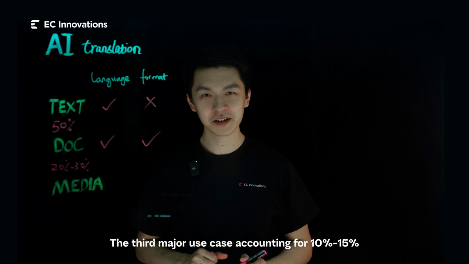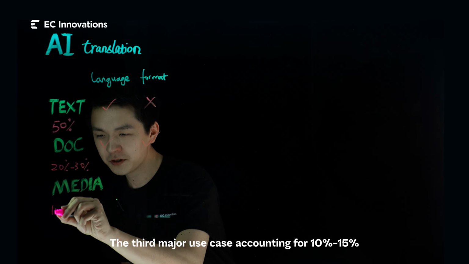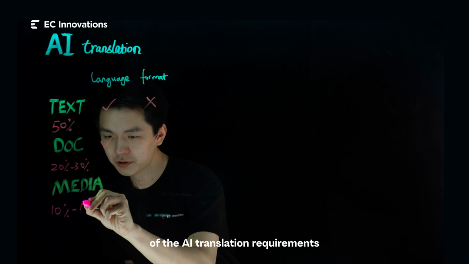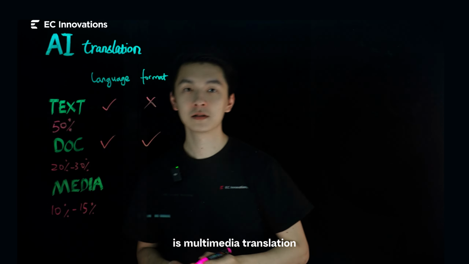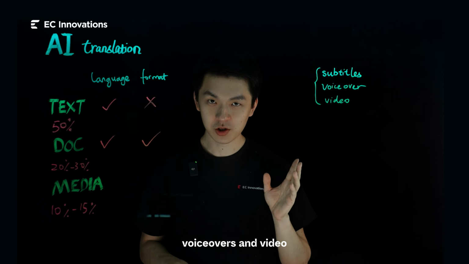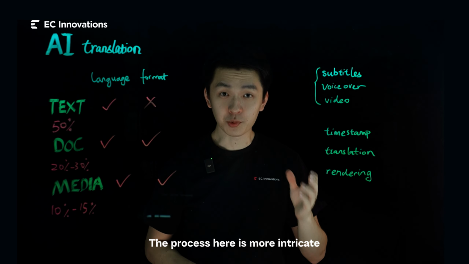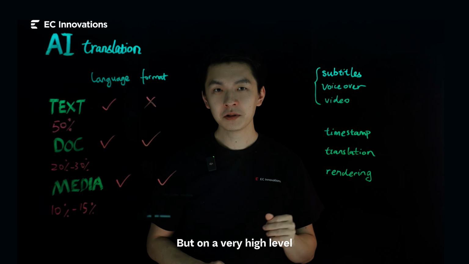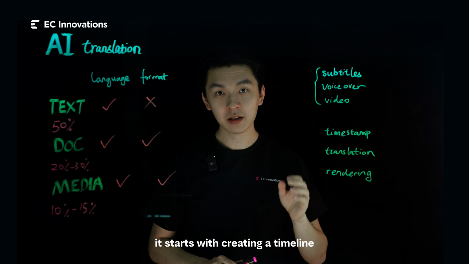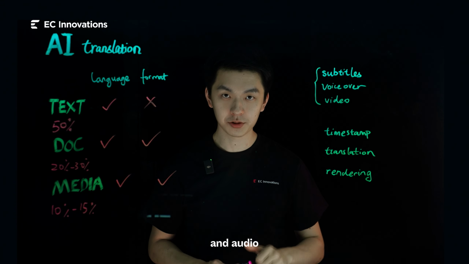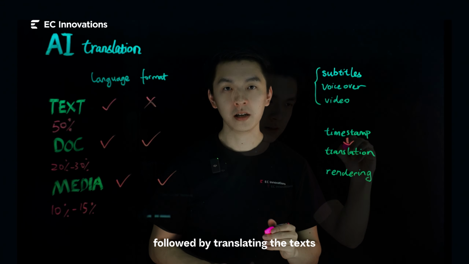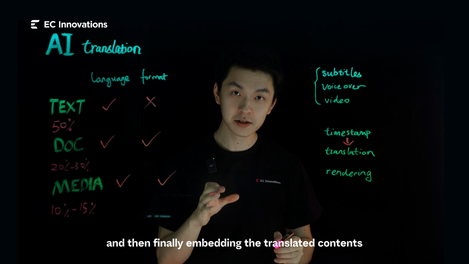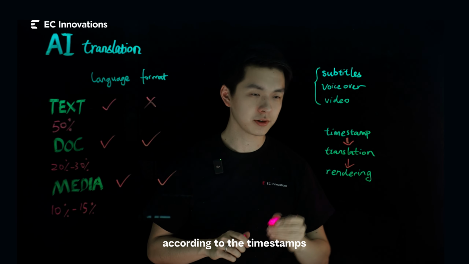The third major use case, accounting for 10 to 15% of the AI translation requirements, is multimedia translation, covering subtitles, voiceovers, and video. The process here is more intricate, but on a very high level, it starts with creating a timeline that matches the subtitles and audio, followed by translating the text, and then finally embedding the translated content back into the video according to the timestamps.